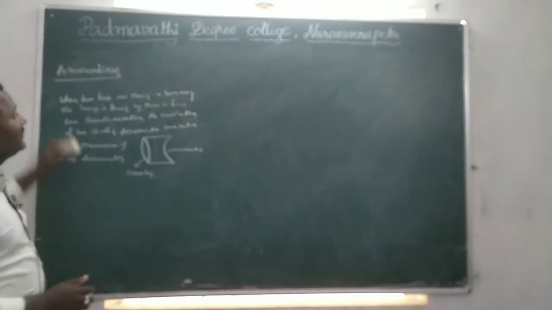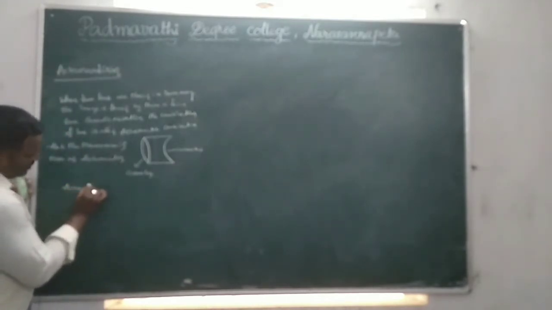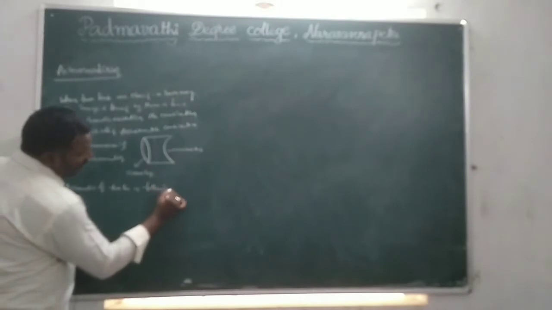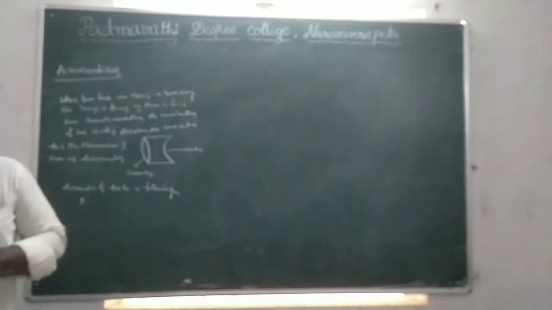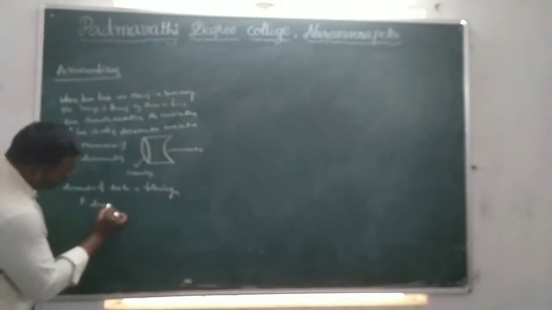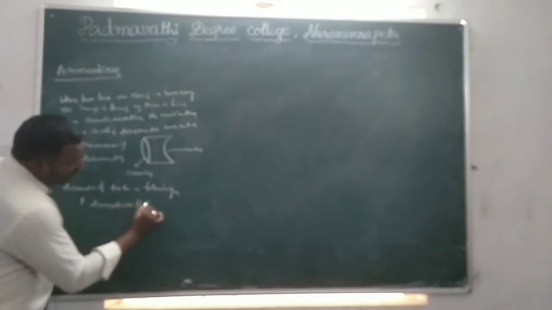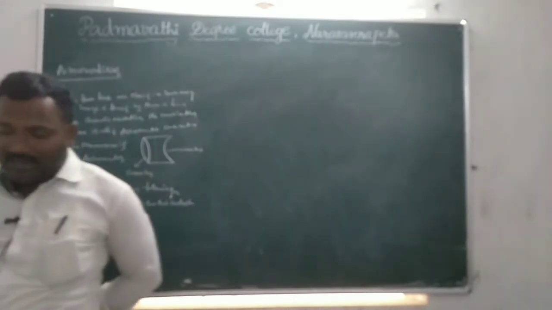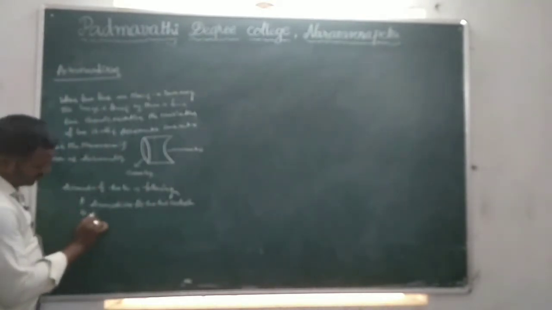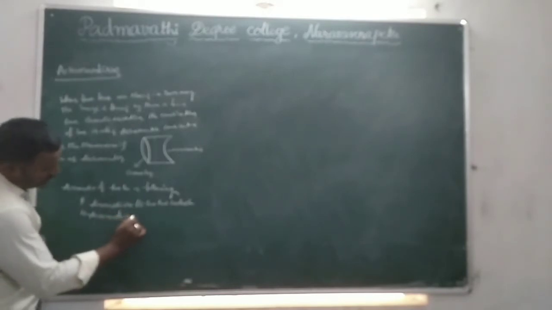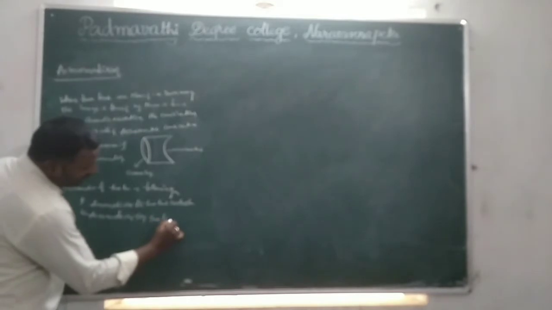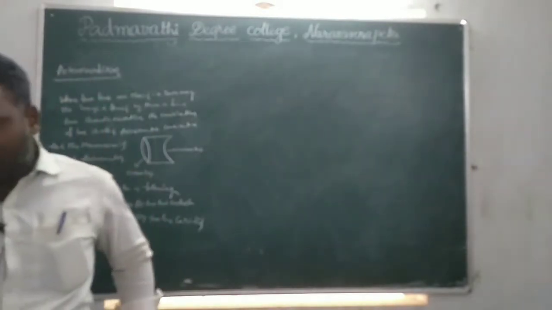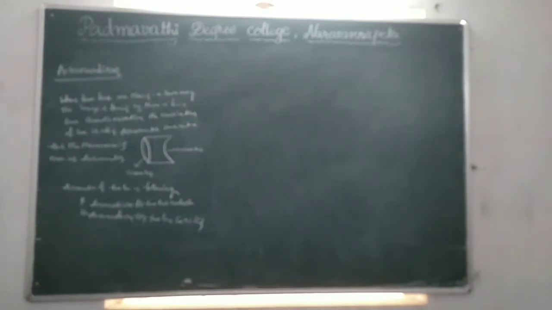Achromatism of two lenses occurs in the following cases. First one, achromatism for two lenses in contact, and achromatism for two lenses separated.